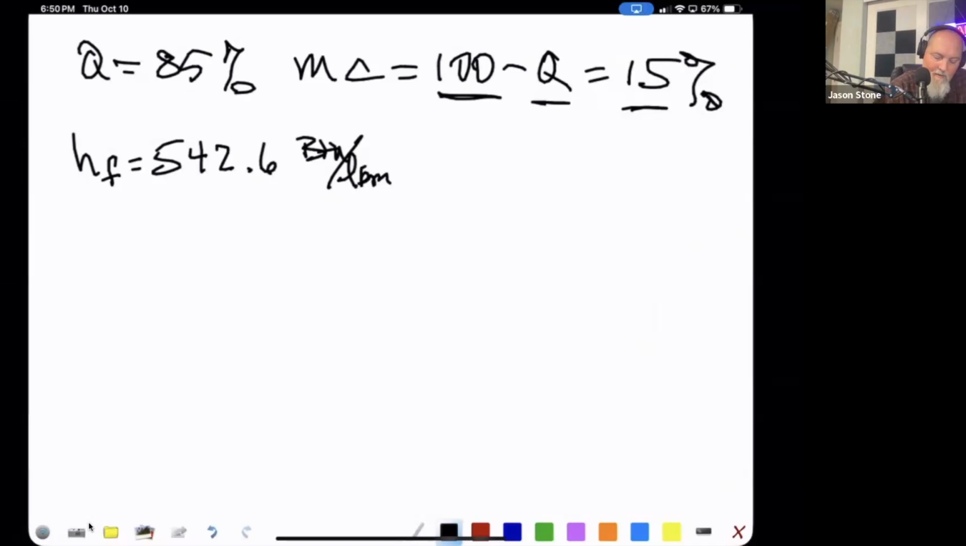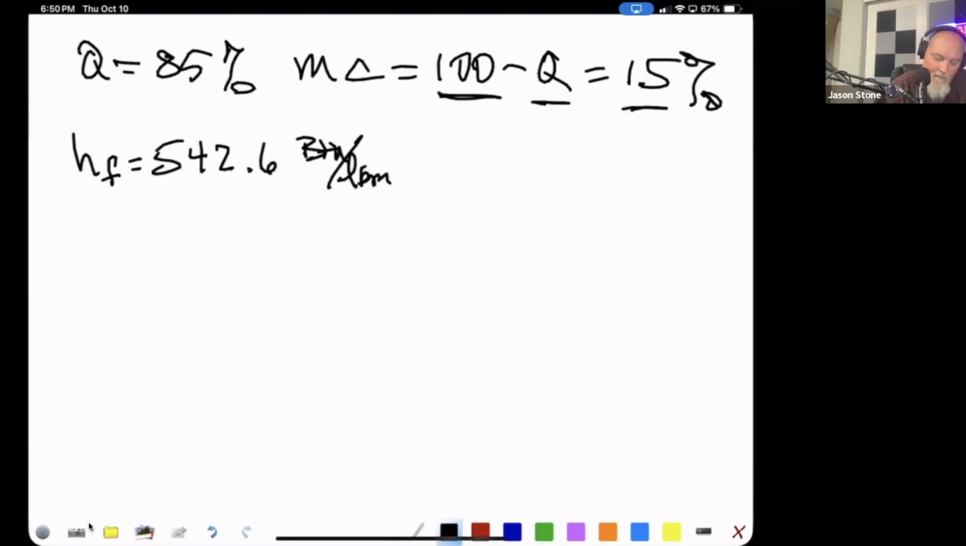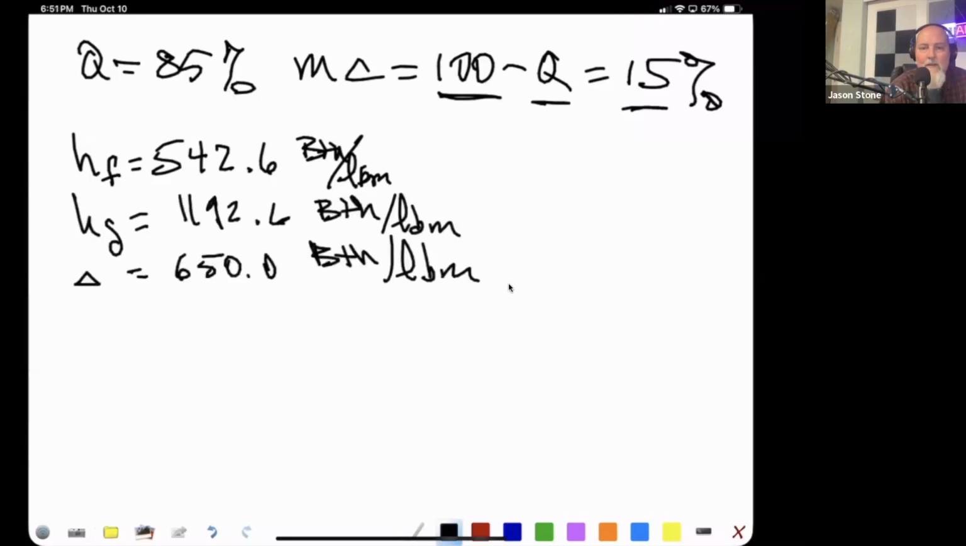H sub G equals 1192.6 BTUs per pound mass. And the difference, or H sub FG, is 650.0 BTUs per pound mass. All right, now that I've got those written down, I can go back and resume the screen sharing. There we go.